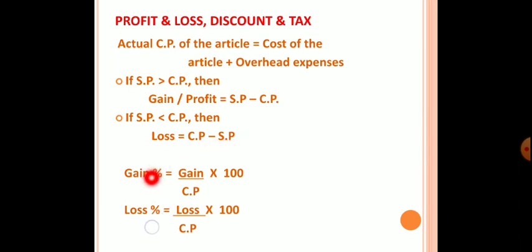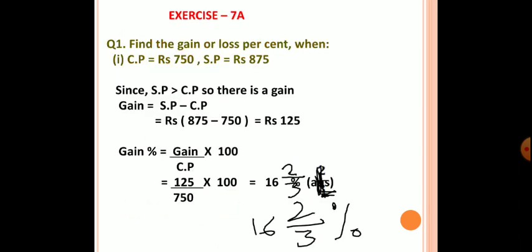So the gain percent is equal to gain divided by cost price into 100. Loss percent is equal to loss divided by cost price into 100. Now that's all with the concepts. Now let us start with the exercise. Exercise 7a, question number 1.